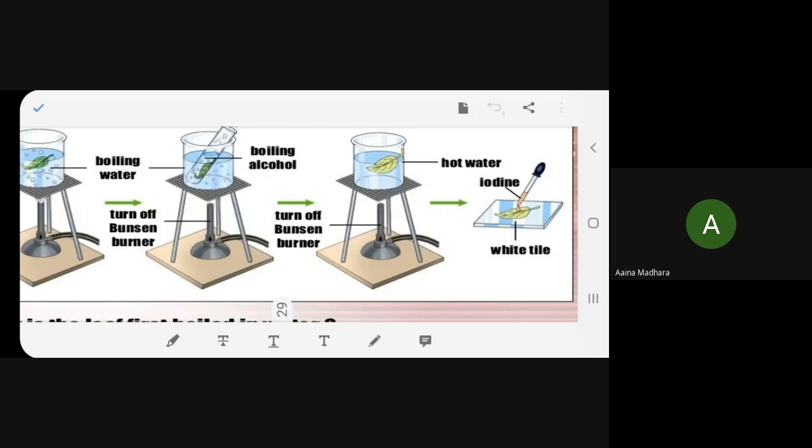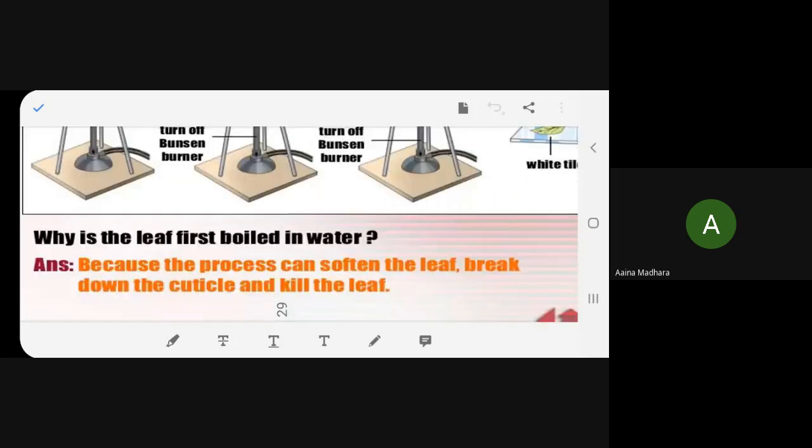Now the question is, why is the leaf first boiled in water? What is the answer? Because the process can soften the leaf.